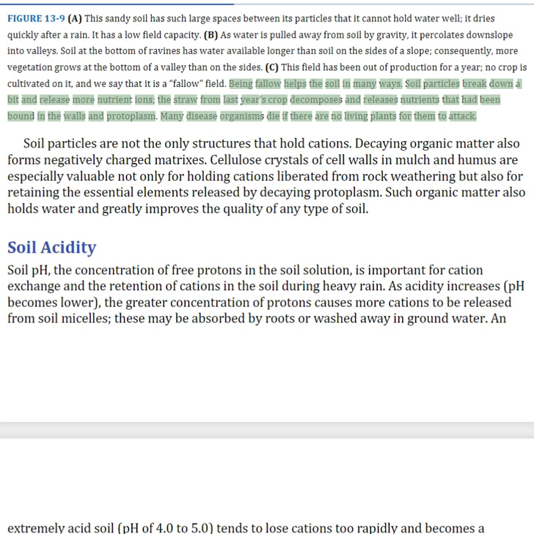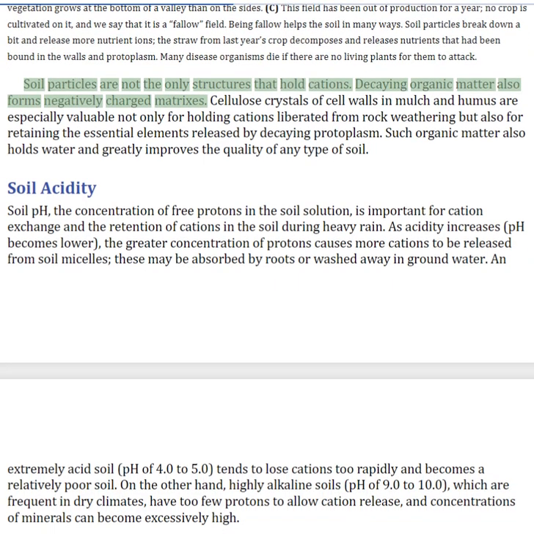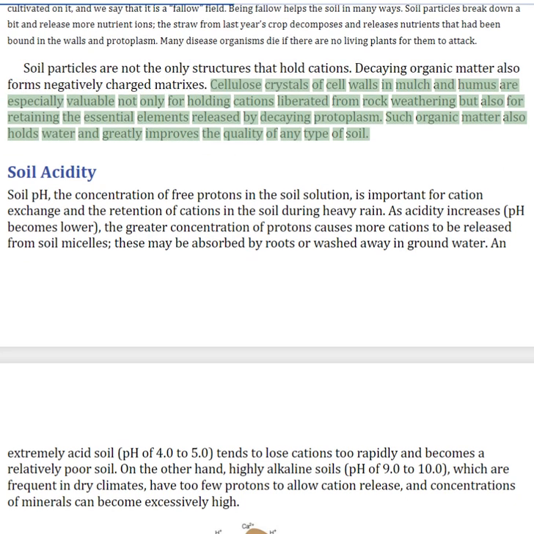The straw from last year's crop decomposes and releases nutrients that had been bound in the walls and protoplasm. Many disease organisms die if there are no living plants for them to attack. Soil particles are not the only structures that hold cations. Decaying organic matter also forms negatively charged matrices. Cellulose crystals of cell walls and mulch and humus are especially valuable not only for holding cations liberated from rock weathering but also for retaining the essential elements released by decaying protoplasm. Such organic matter also holds water and greatly improves the quality of any type of soil.